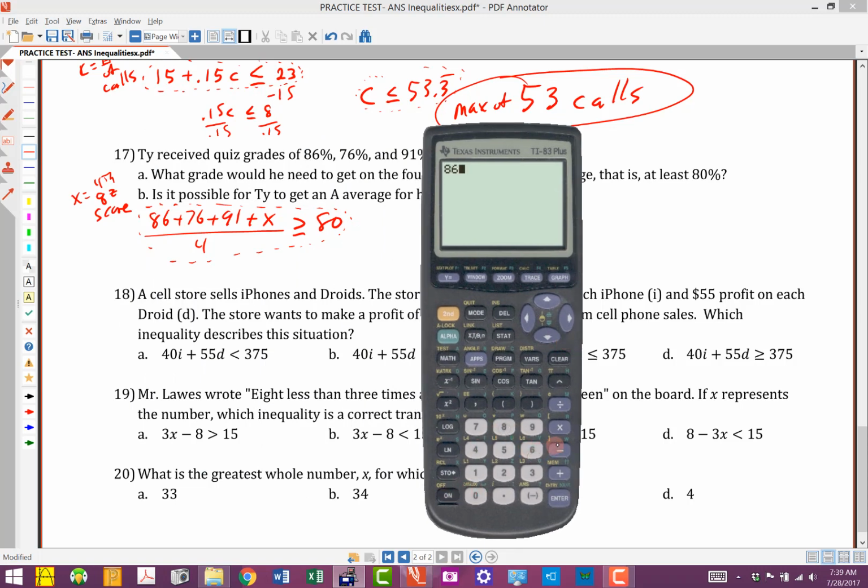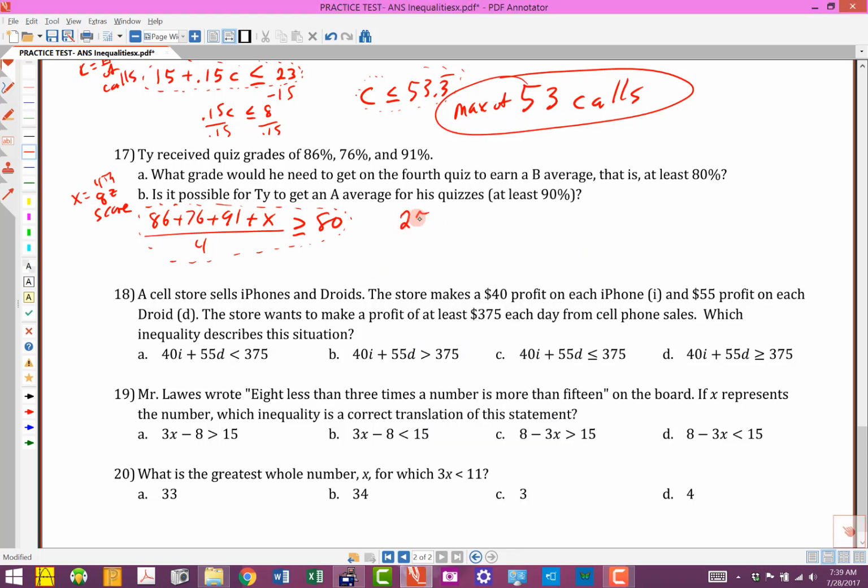So we've got 86 plus 76 plus 91 equals, so this is 253. So 253 plus x over 4. So this would be all the points that he earns on those 4 quizzes divided by 4. It's greater than or equal to 80. So we'll multiply both sides by 4. So this is going to be 253 plus x greater than or equal to 320.